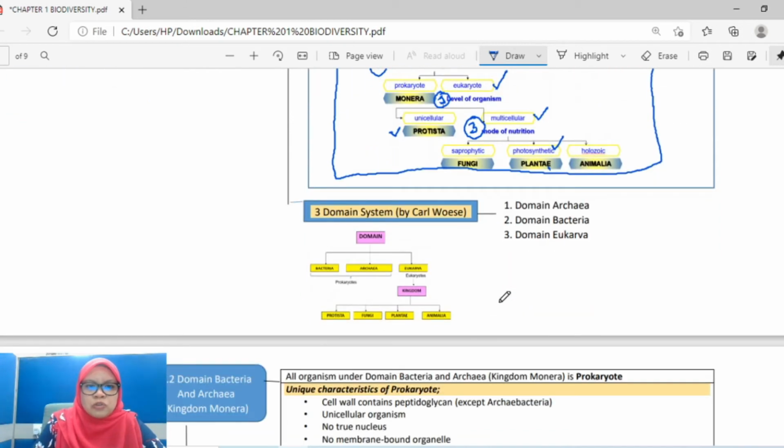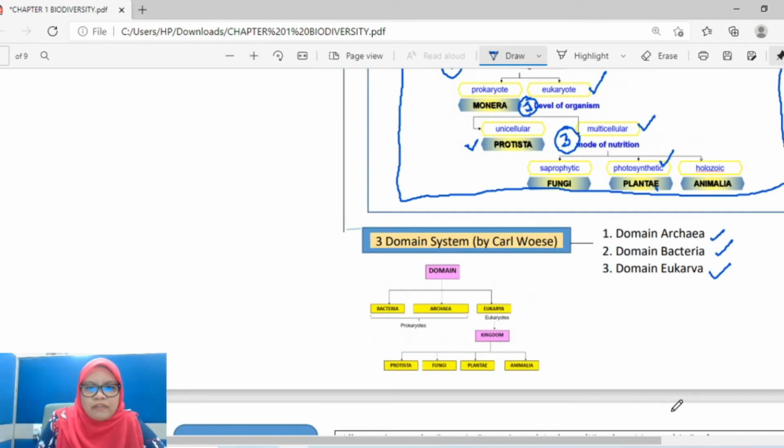Okay, now let's proceed to the 3 domain system that was proposed by Carl Woese. So the 3 domains are domain Archaea, domain Bacteria, domain Eukarya. Compared to the 5 kingdom system, all prokaryotes are classified under kingdom Monera. But in the 3 domain system, the prokaryotes are divided into 2 domains, which are domain Bacteria and domain Archaea. So that's why you can see here, bacteria and Archaea are both prokaryotes.